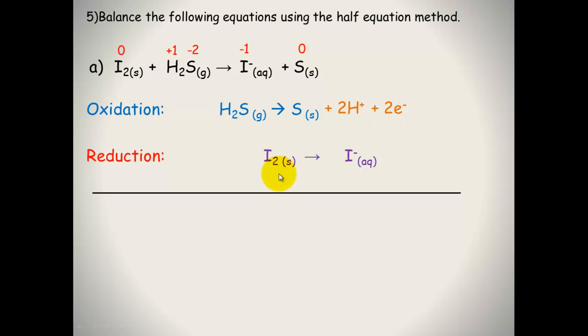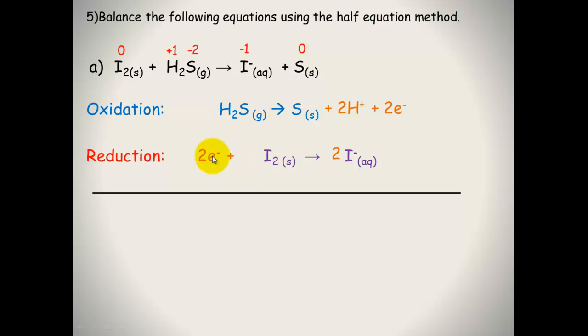Okay, so let's look at our iodine here. Iodine is going to iodide. There's 2 iodines on this side, so I need to make 2 iodines on this side. Next thing I need to balance is my oxygens. There aren't any. Then my hydrogens, there aren't any, so I just need to balance my charges using electrons. 0 charge, 2 minus charge, so I need to add 2 electrons to this side.